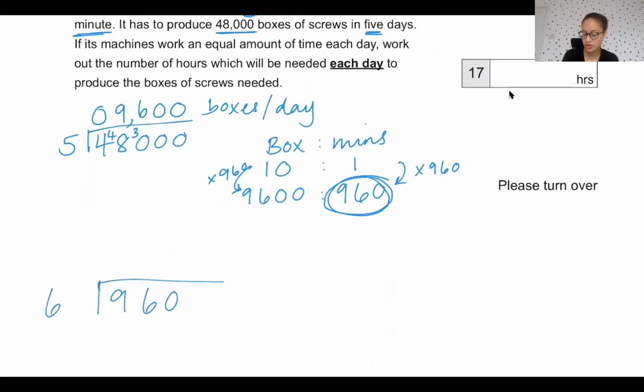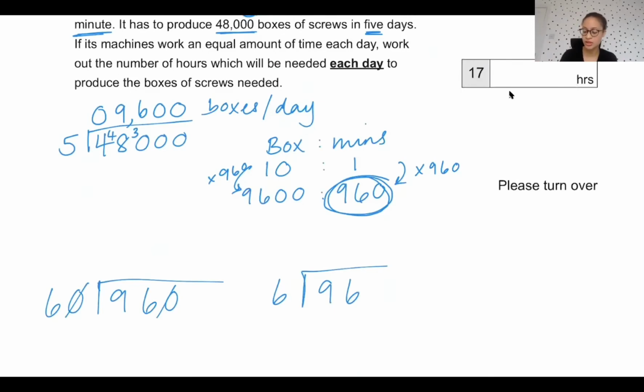You do 960 divided by 60, but if you are put off by dividing by a double-digit number, remember you can actually simplify this because they both end with zeros. So you can knock off the zeros and you can do 96 divided by 6. And remember, you don't need to change your final answer in any way.